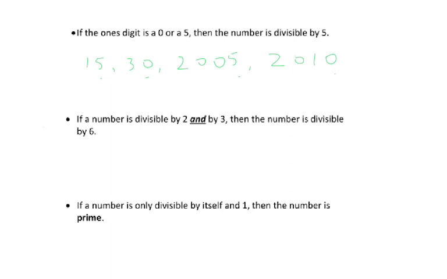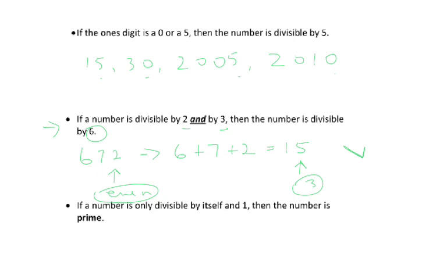The next rule is interesting. If a number is divisible by 2 and by 3, then the number is divisible by 6. So for instance, the number 672 ends with a 2, so it's even. Okay, so 2 divides evenly into it. Let's add up the digits. We've got 6 plus 7 plus 2, which gives us 15, and 3 times 5 is 15, so it's also divisible by 3, so it's also divisible by 6. So if it's an even number and it's divisible by 3, it is also divisible by 6.